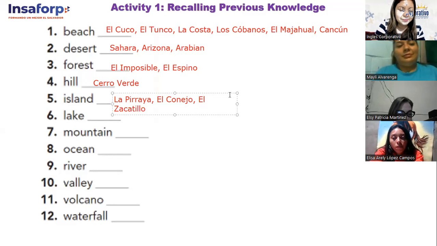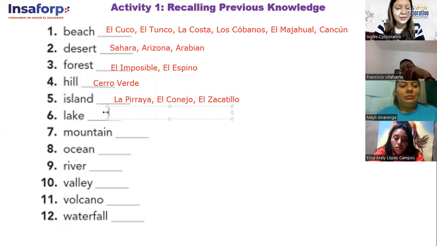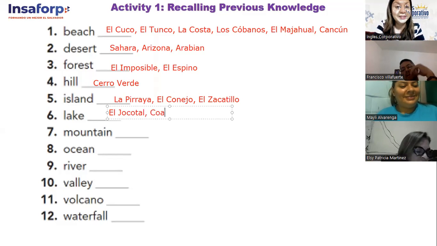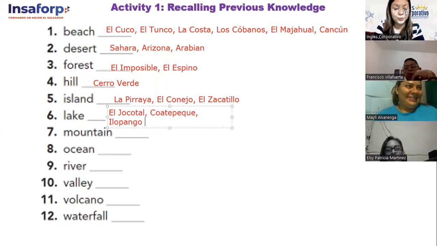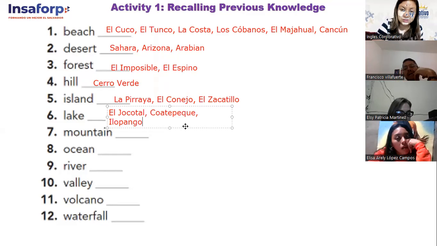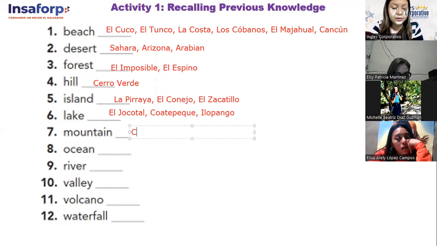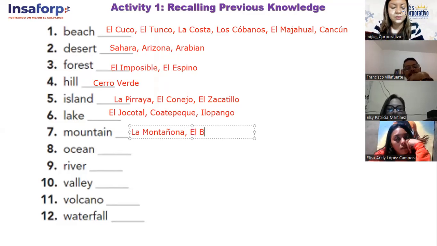Lakes? Lake. El Jocotal. Really? And what is that? Lago de Coatepeque. Ilopango. Coatepeque Lake. Laguna de Apastepeque. That is a lagoon. Apastepeque Lagoon. Ah, okay. Mountain. La Montañona, Chalatenango. Okay. El Boquerón. El Pital.